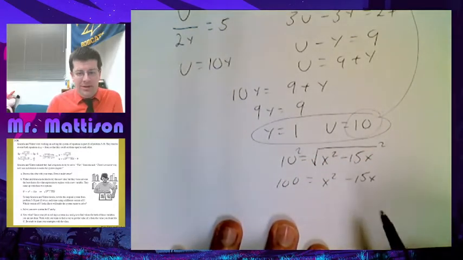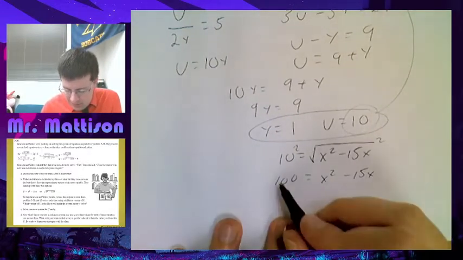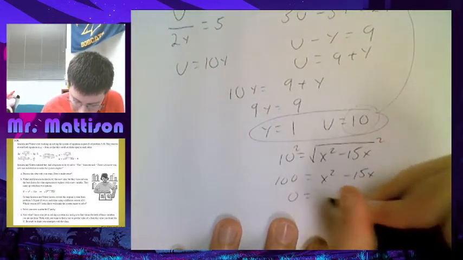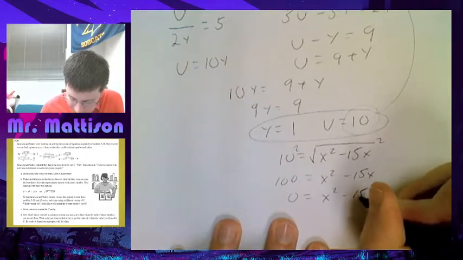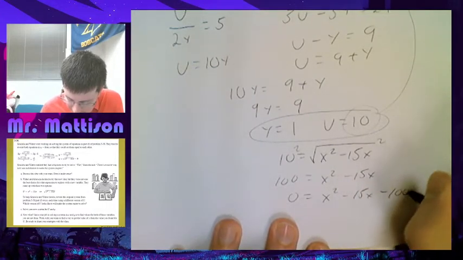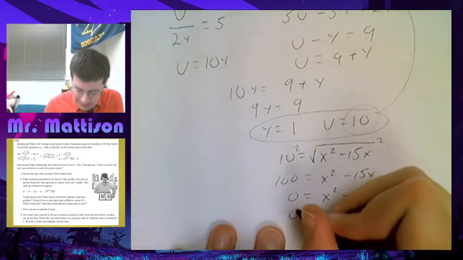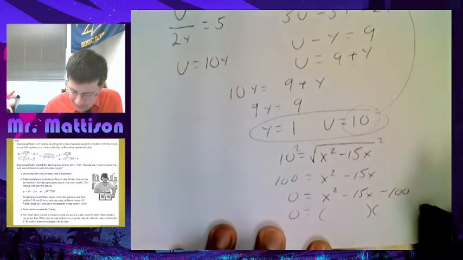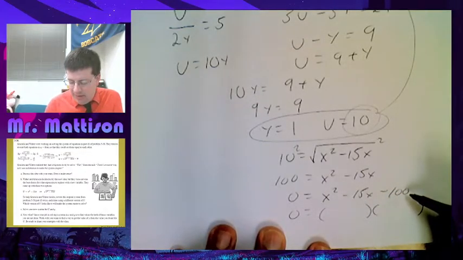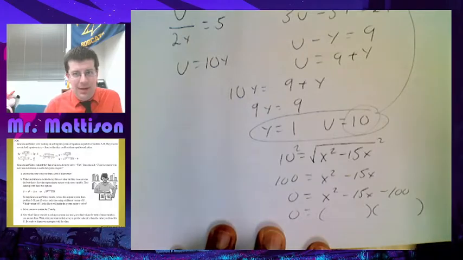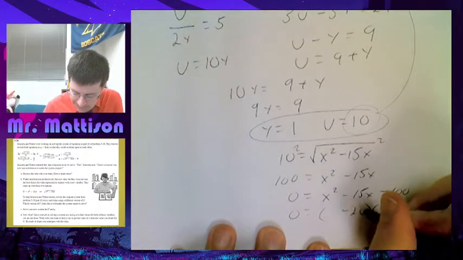I have a quadratic because I have an x squared and an x term. So I move this 100 over because I have to get it equal to 0 whenever I have a quadratic. And now I can try and factor it, and this one does factor easily for us. What multiplies to be negative 100 and adds to be negative 15 is going to be negative 20 and positive 5.